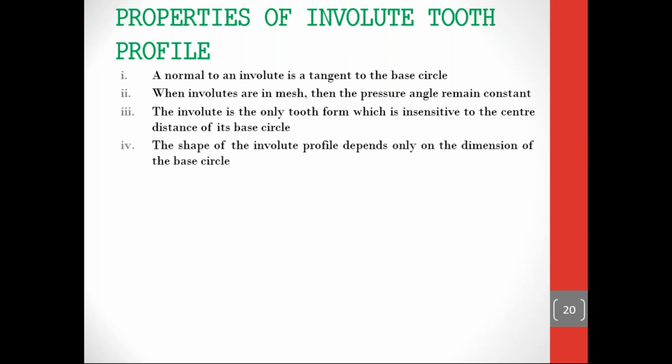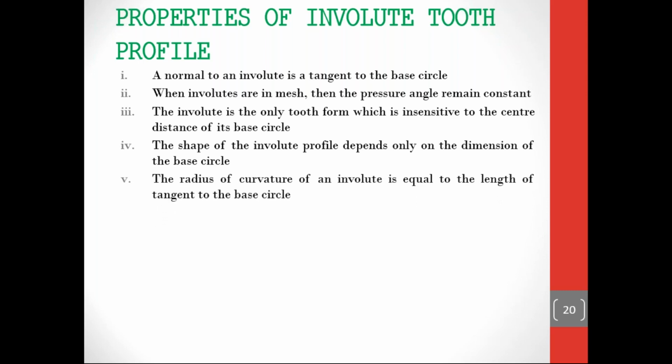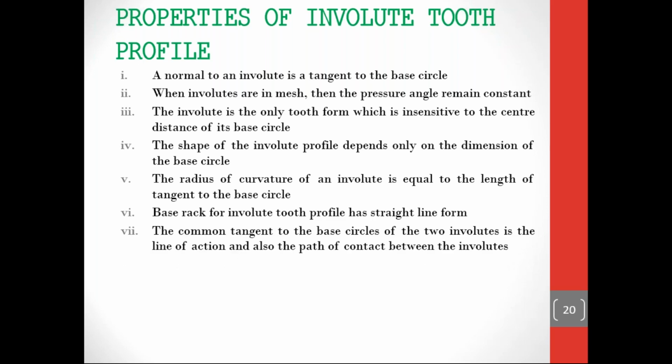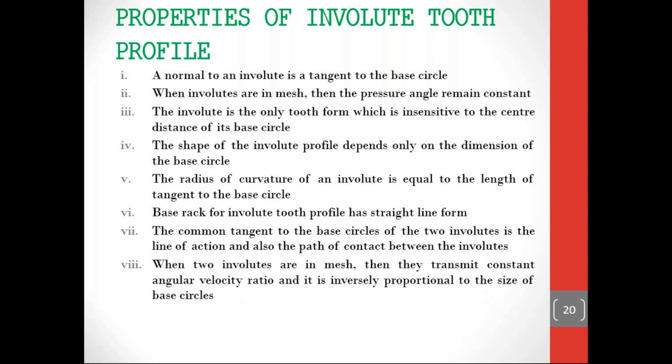The shape of the involute profile depends only on the dimension of the base circle. The radius of curvature of an involute is equal to the length of the tangent to the base circle. The base rack for an involute tooth profile has a straight line form. Next one, the common tangent to the base circles of the two involutes is the line of action and also the path of contact between the involutes. When two involutes are in mesh, they transmit a constant angular velocity ratio, which is inversely proportional to the size of the base circles.